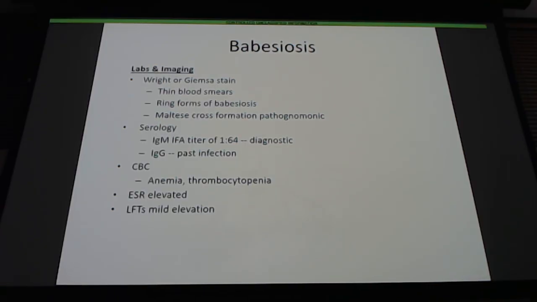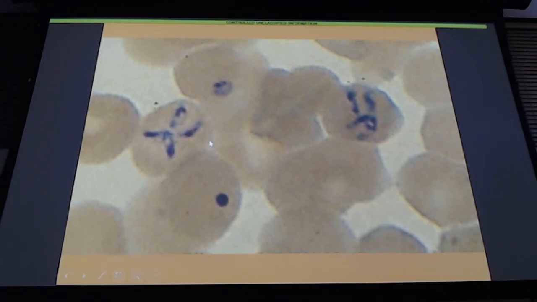You can do serology titers for IgM and IgG. CBC, obviously, you'll see the anemia because of the loss of all the red blood cells. And ESR, it's an inflammatory process all over the body, and it may be a little bit elevated. So here, these are your Maltese crosses right here, and these are the pathognomonic ones. You'll have your ring initially, and then after that it'll develop into this, and then it'll usually go to a cross.